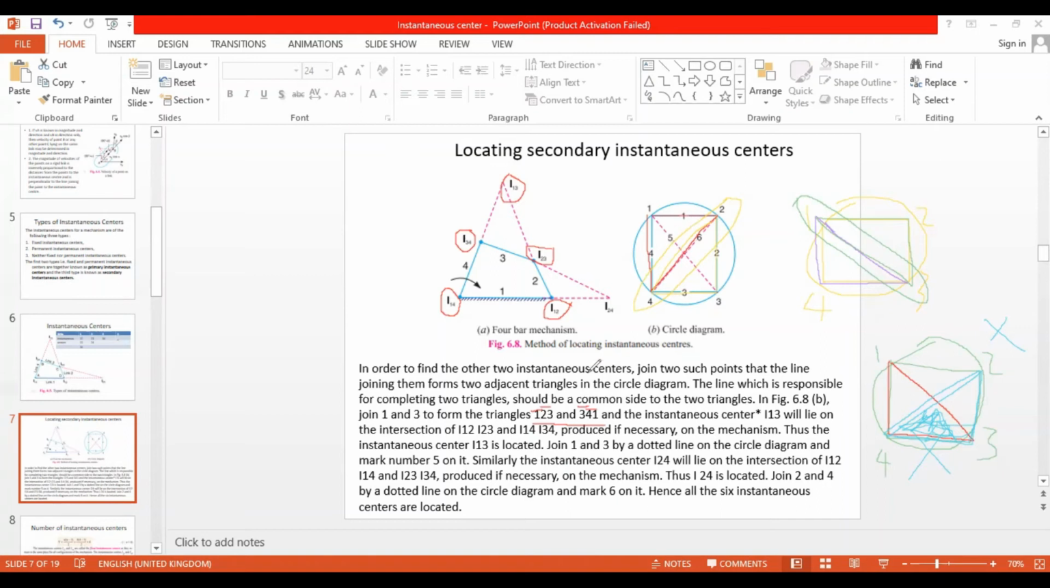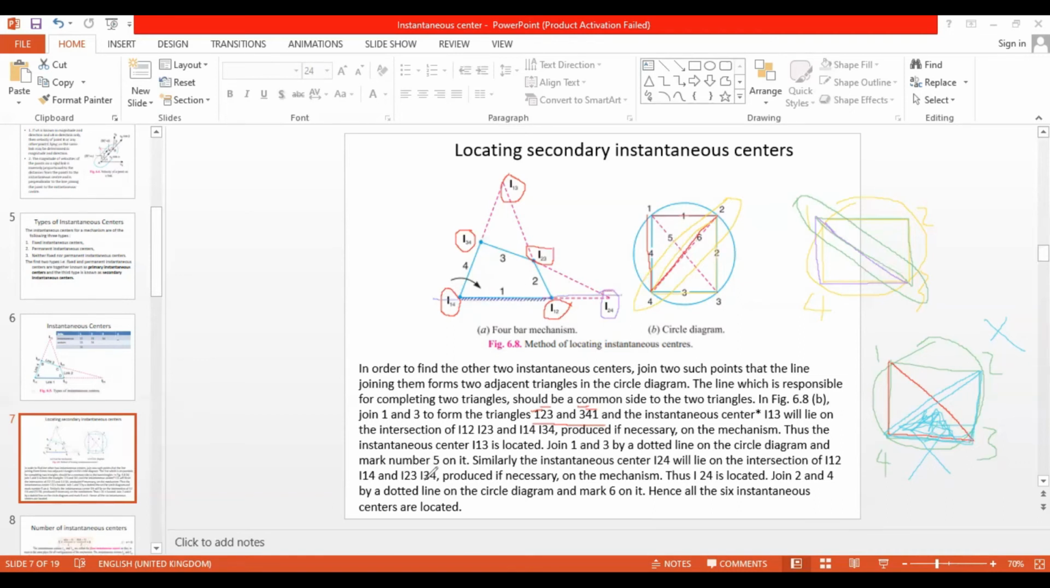All right. So similarly, the instantaneous center I24. I will mark it with another color. I24 will lie on the intersection of I12, I14, right? So this triangle problem is over. Now we are going to discuss about this triangle, okay? So the intersection of I12, I14, right? I12 is here, okay, I14 is here. I am going to produce this line.